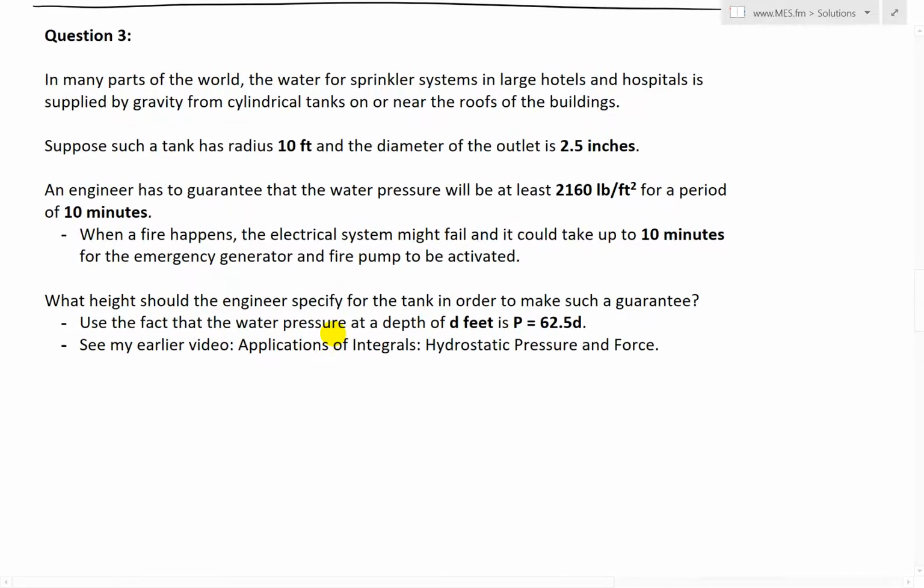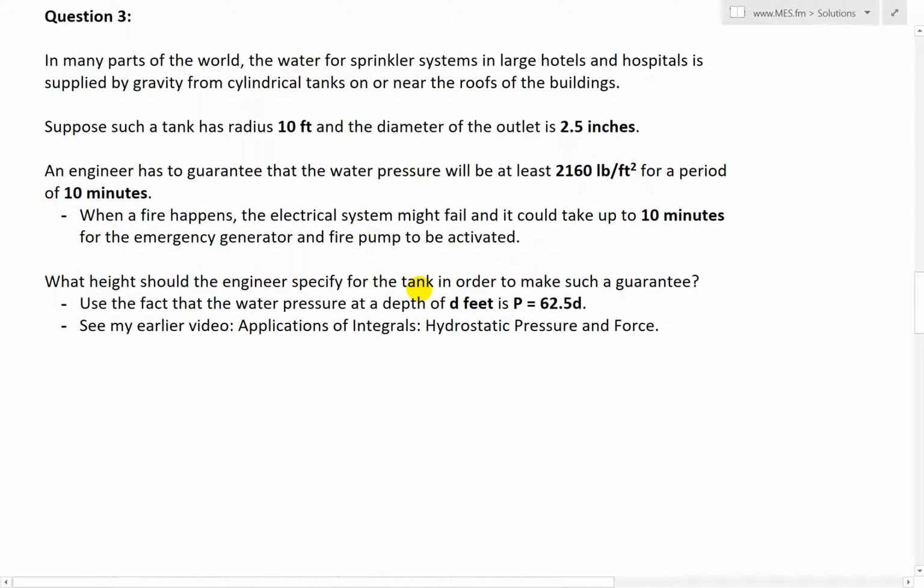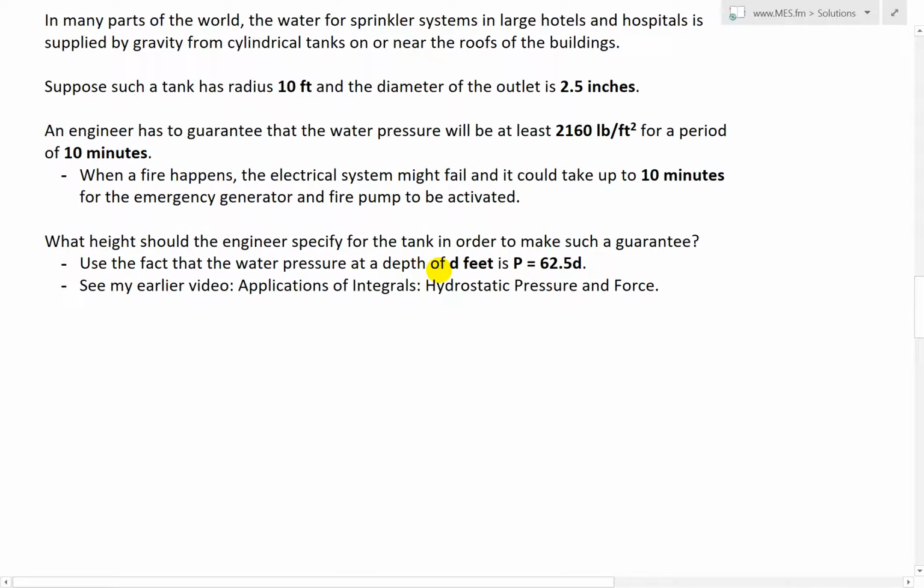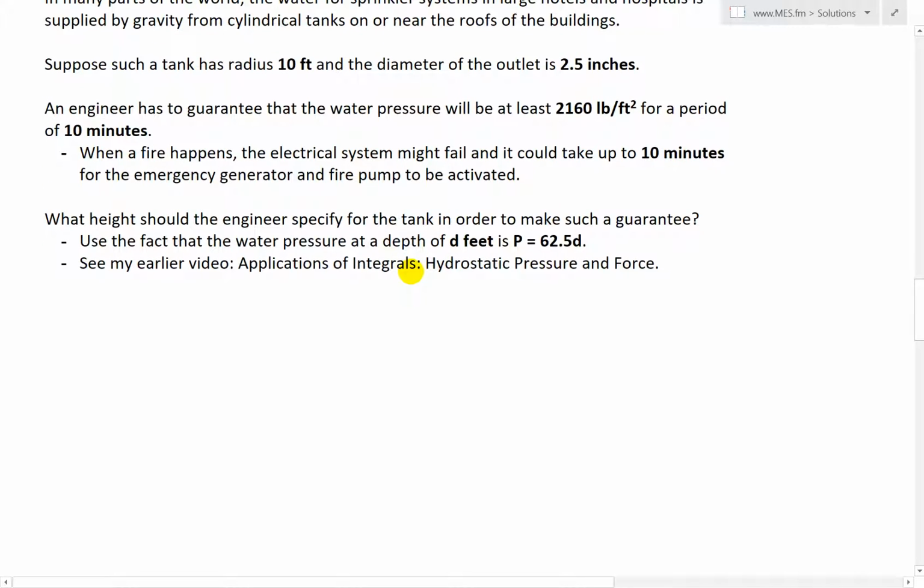Suppose that we have such a tank with a radius of 10 feet and the diameter of the outlet is 2.5 inches. One type of problem an engineer might face is having to guarantee that the water pressure will be at least 2,160 pounds per foot squared for a period of 10 minutes. The reason is that if a fire happens, the electrical system might fail and it could take up to 10 minutes for the emergency generator and fire pump to be activated.